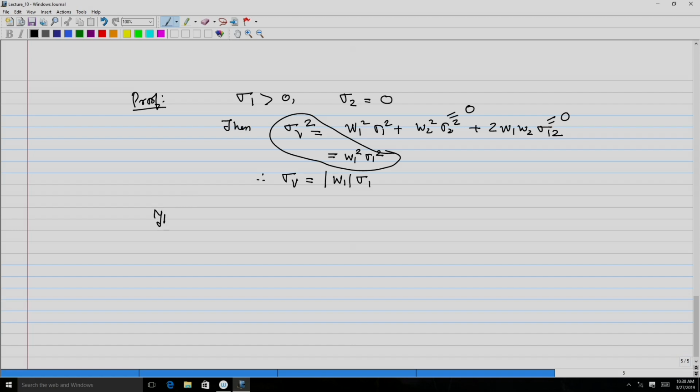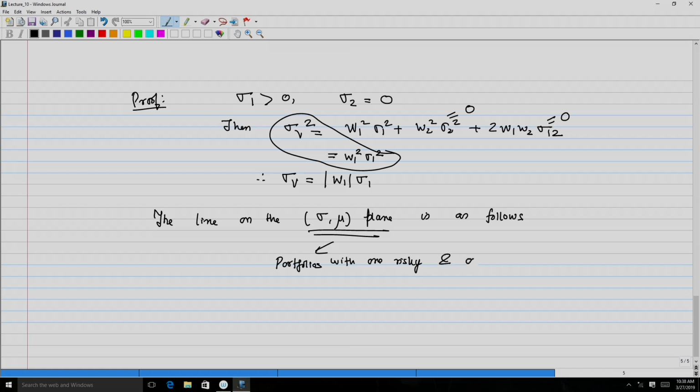So, then the line on the sigma mu plane is as follows, and in this sigma mu plane, this is for portfolios with one risky and one risk free asset. This will look something like this.